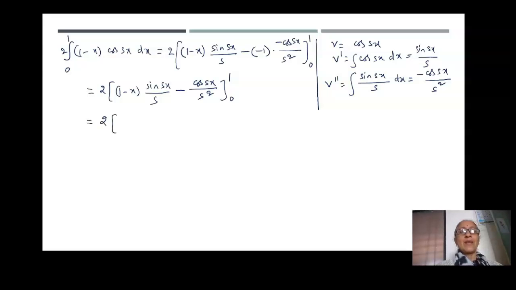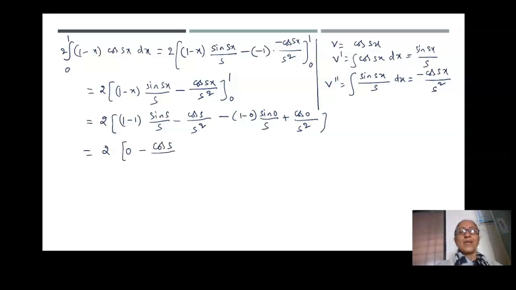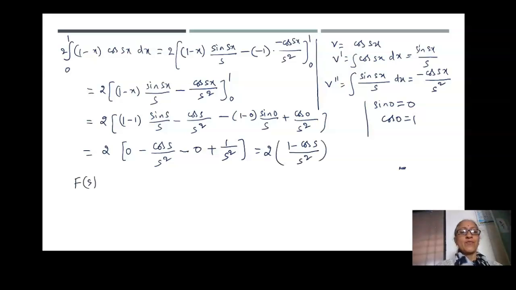Now, if we apply limits, first apply the upper limit, that means put x equal to 1. So we get 1 minus 1 into sin s upon s minus cos s upon s square. Whenever you apply the lower limit, the signs of these terms change. So minus of 1 minus 0 into sin 0 upon s plus cos 0 upon s square. Since sin 0 is 0 and cos 0 is 1, the third term becomes 0 and the fourth term becomes 1 by s square. So we get 2 into 1 minus cos s upon s square. This is the Fourier transform: Fs equal to 2 into 1 minus cos s upon s square.